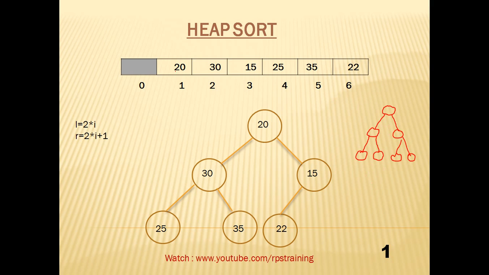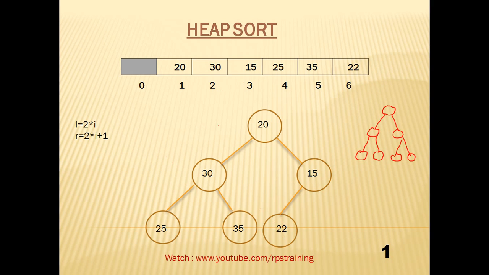So all elements will be inserted here from left to right. 15 has no right child, 20 has two children, 30 and 15, 30 has two children, 25 and 35, and 25 has only one child, 22.